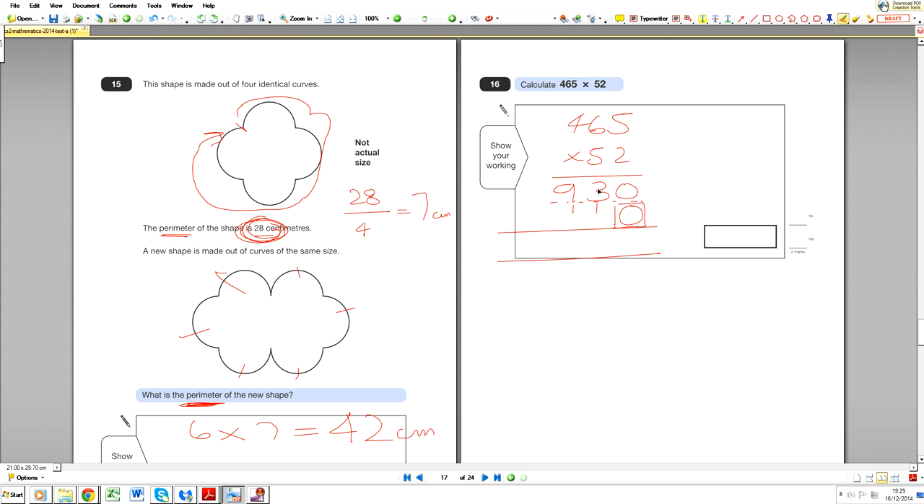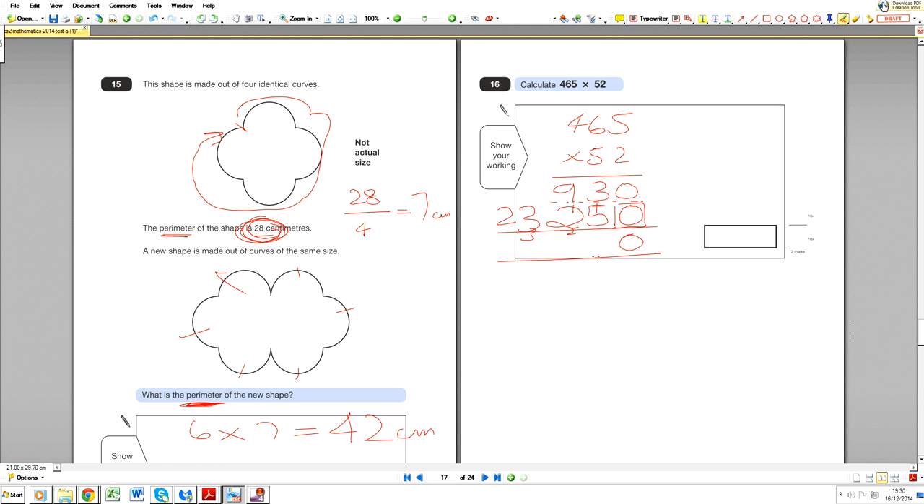Now we do 5 times by 5 is 25. 6 times by 5 is 30, add the 2 is 32. 4 times by 5 is 20, add 3 is 23. Now we need to add it up.